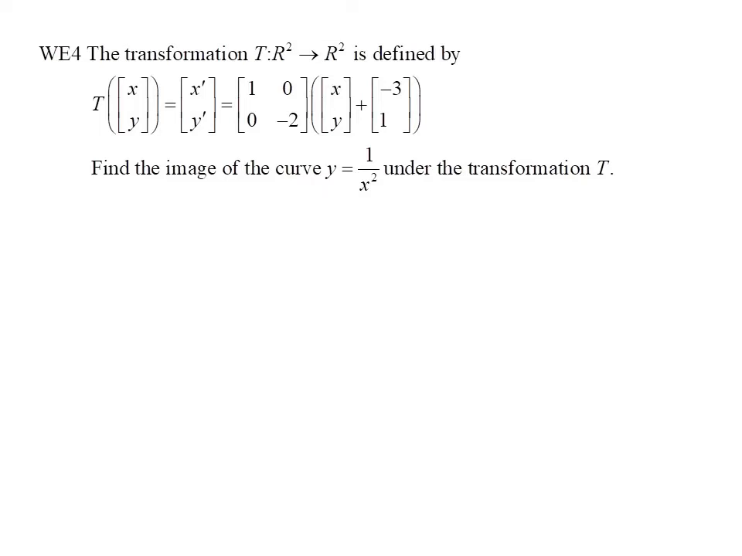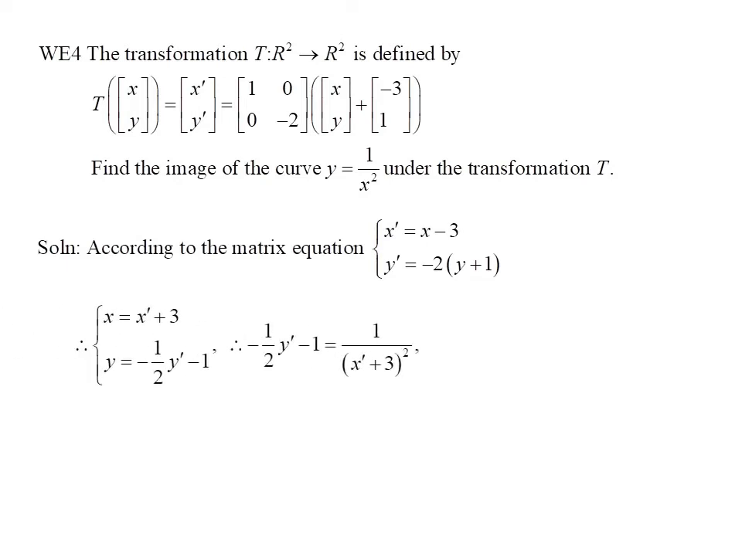Example 4 provides a matrix transformation from one relation to another. The question is to find the image of the function, given that the original function is y equals 1 over x squared. According to the given matrix transformation, we have the simultaneous equations of x prime equals x minus 3, y prime equals negative 2 times y plus 1, or in parentheses.